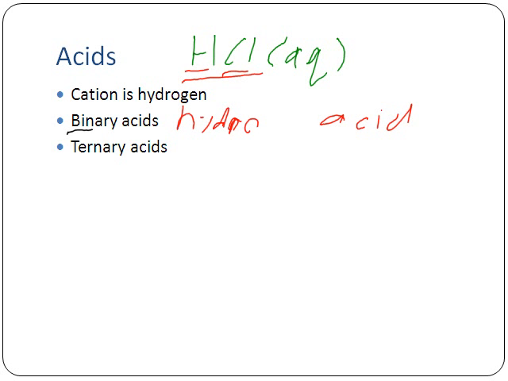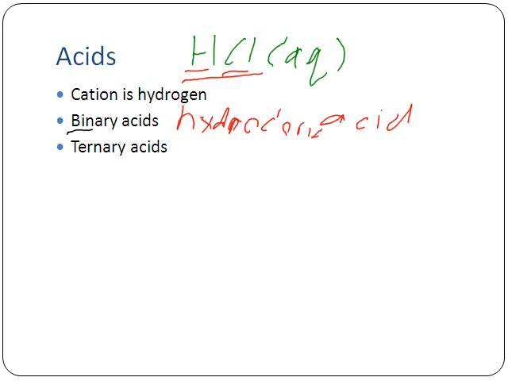Oftentimes people think that hydro means water. In this case, it does not. All the hydro means is that it is a binary acid. It's an acid that has hydrogen and only one other element. So we say hydro, and it ends with the modified name of the other element. The ending of the name of the other element is replaced with ic acid. So Cl is chlorine. So we drop the I-N-E and add ic acid. So we come up with hydrochloric acid.